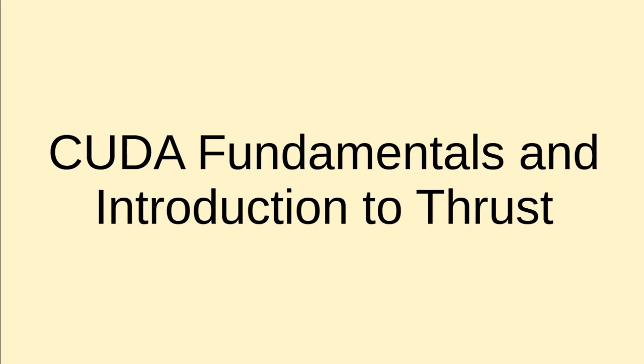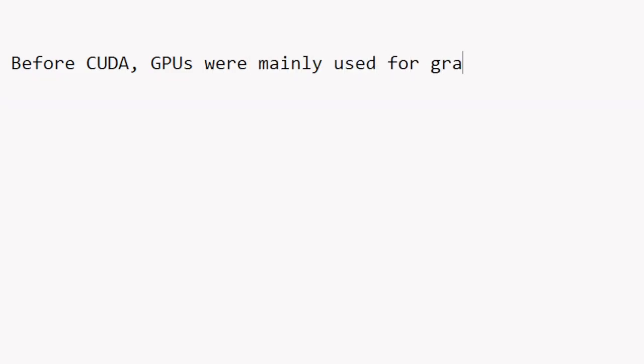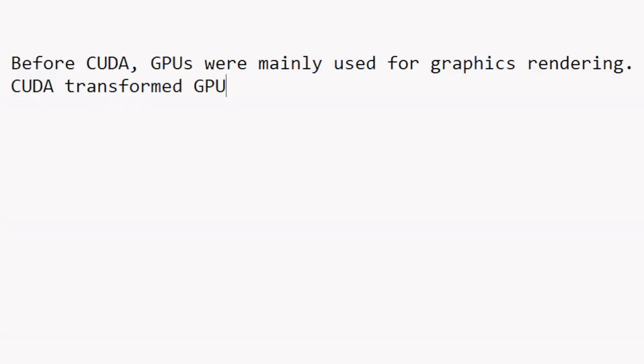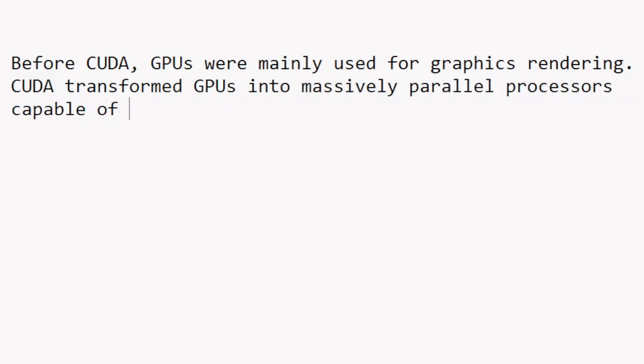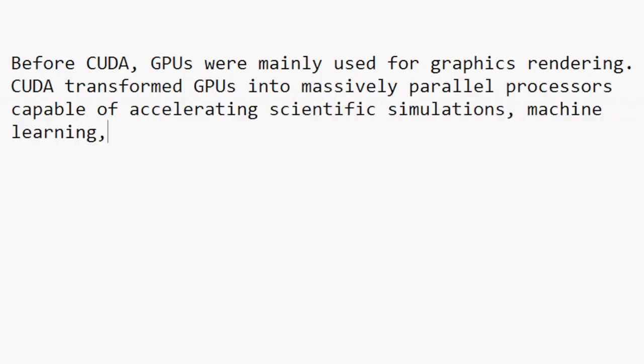Today we begin learning CUDA, NVIDIA's parallel programming platform that allows us to use graphics processing units, or GPUs, for general purpose computing. Before CUDA, GPUs were mainly used for graphics rendering. CUDA transformed GPUs into massively parallel processors capable of accelerating scientific simulations, machine learning, image processing, and many other applications.